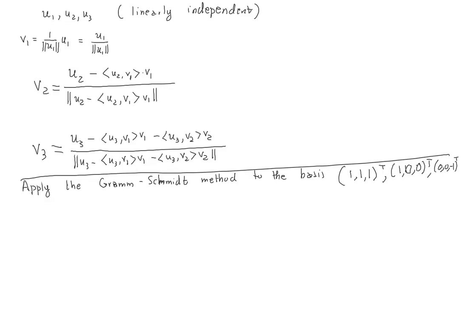Like I told you, if they give you vectors like this, you might look at them and say, oh, you know what, I'm going to change the order. And that's perfectly fine. But for the sake of this example, I'm not going to change the order. I'm going to do things exactly the same way. Okay, so here's what I'm going to do. This is my U1, this is my U2, and this is my U3. Any questions before I get started, please?